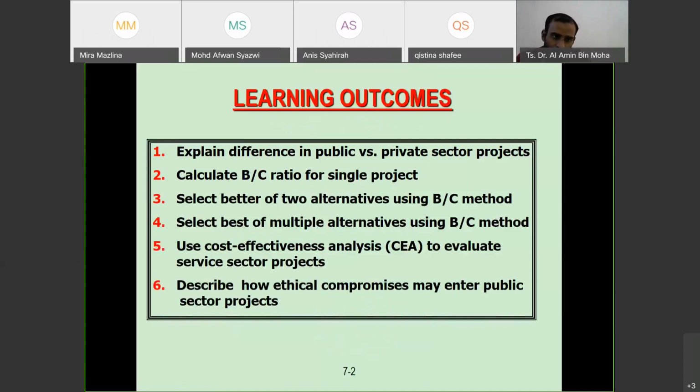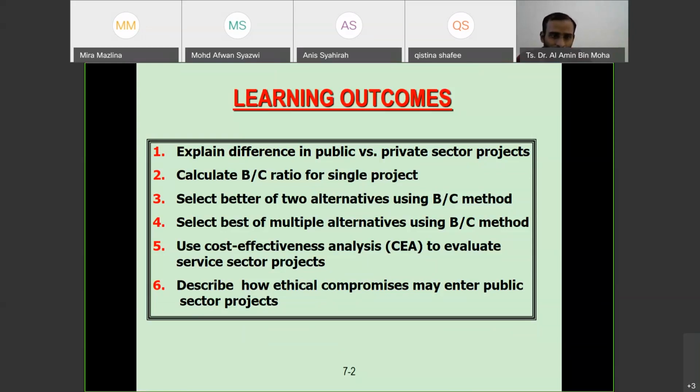Basically, you should be able to explain the difference in public and private sector projects. So interestingly, before we start the class, I've been talking to Mr. Kesavan just now about why he chose this subject. He says something on the analysis of government projects and so on. And fortunately, we are going to cover that here in this chapter.